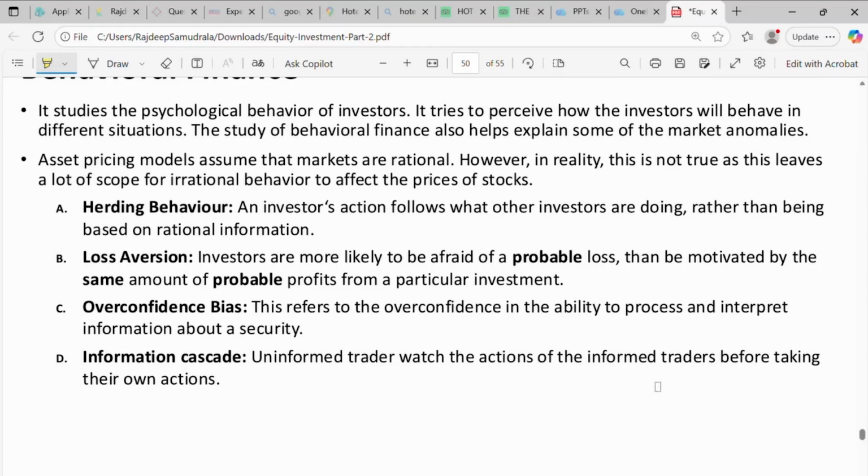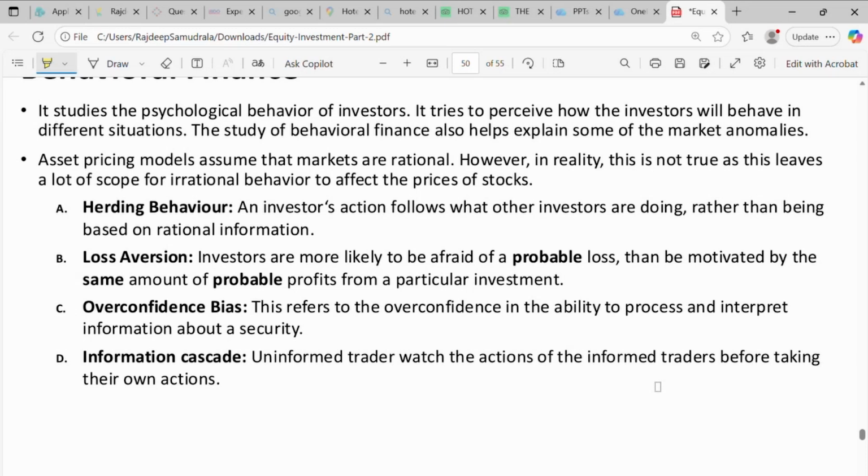Overconfidence bias, very interesting. Overconfidence is when people are overconfident about their ability to process and interpret information. They're like, okay, it'll be done. That's overconfidence bias. Information cascade is when information is cascaded down to other people. So the uninformed trader does not really know what to do. So what will he do? He will look at the other informed traders.